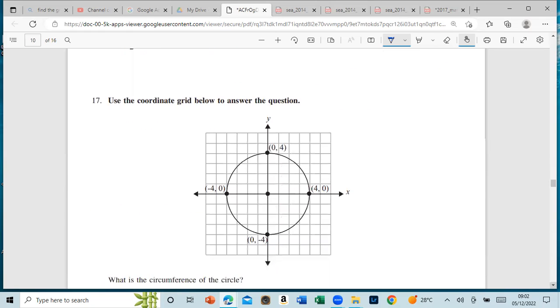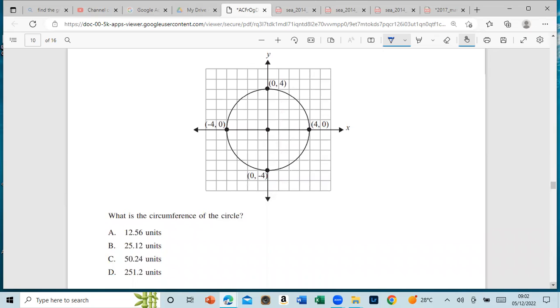It says use the coordinate grid to answer the question below. What is the circumference of the circle? So the circumference will be the total distance around. Let me see. 1, 2, 3, 4. So basically the radius is 4. That's the only way I know to do it. 1, 2, 3, 4. So that's 4. And it would be 2 pi r.